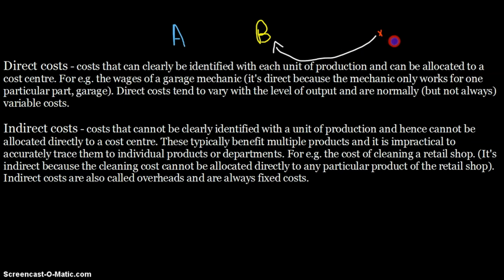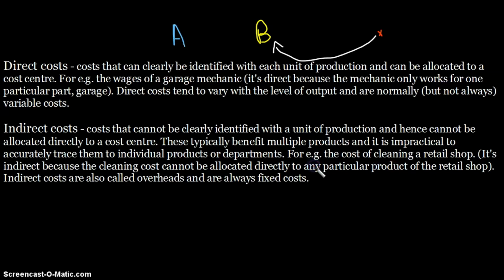This could also be a salesperson, and as we discussed, salesperson costs are semi-variable costs, so it's not always variable costs. Generally it is variable costs but not always. Then we have indirect costs: costs that cannot be clearly identified with a unit of production and hence cannot be allocated directly to a cost center. These typically benefit multiple products and it is impractical to accurately trace them to individual products or departments. For example, the cost of cleaning a retail shop.